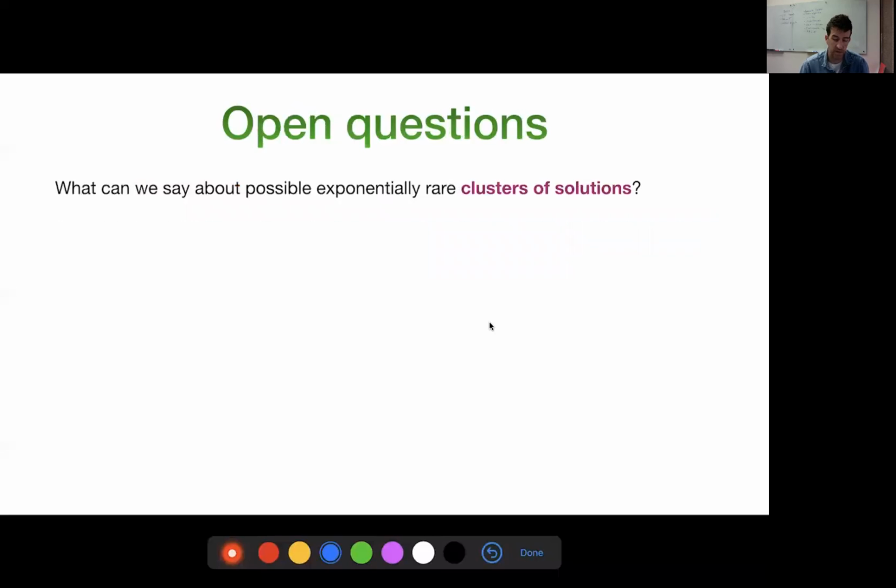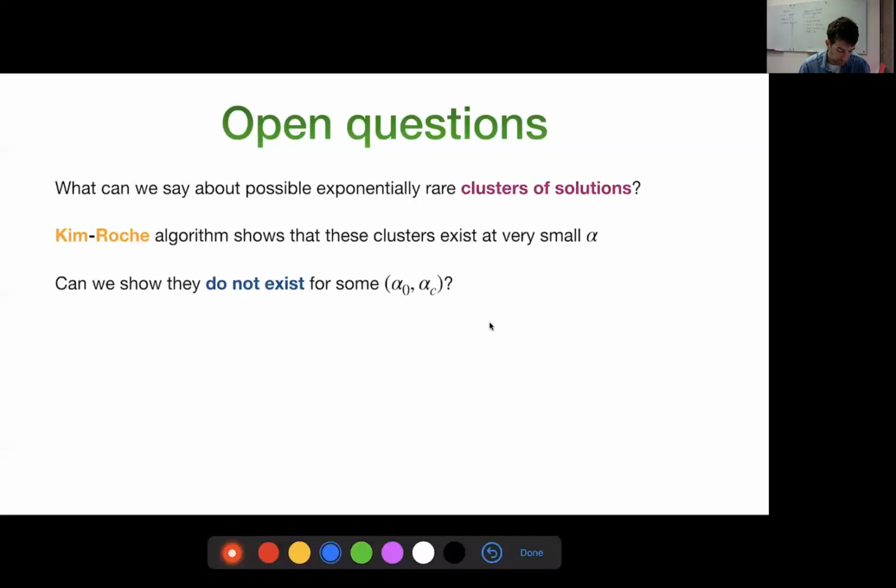Okay, so finally, let me remark on some open questions. I think the main open question is to understand these potential clusters of exponentially rare clusters of exponential size. So do these clusters exist? At what densities do they exist? And can we design algorithms to find them? The Kim-Roche algorithm, in fact, does show that these clusters exist, but at very small alpha. We'd like to know at how large an alpha you still find these rare clusters. In particular, can we show that there's some interval where these rare clusters don't even exist?